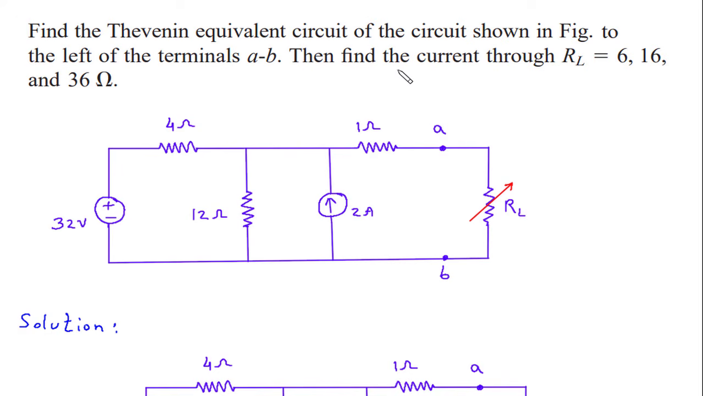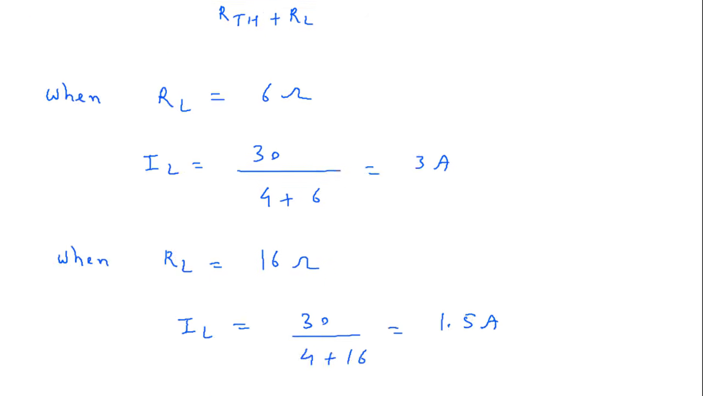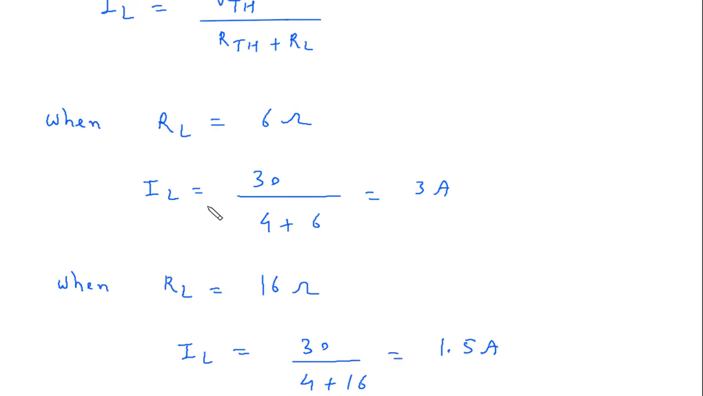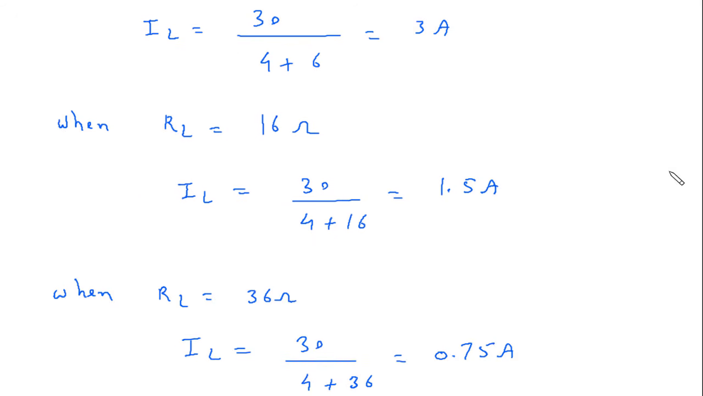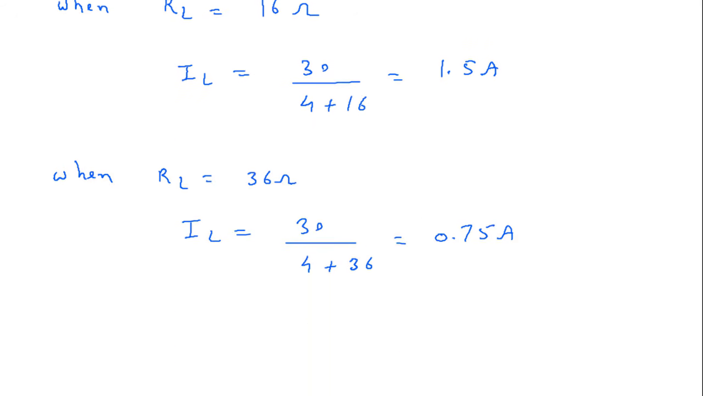What we have to find? We have to find the current IL using Thevenin's theorem or the Thevenin equivalent circuit. So the current IL is 3 ampere, 1.5 ampere and 0.75 ampere.